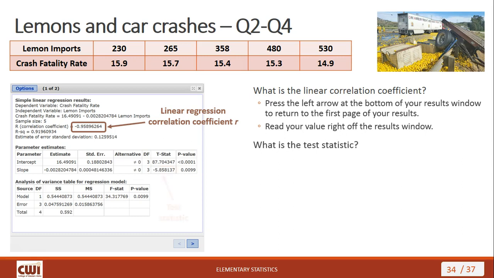What is the test statistic? Well, the test statistic, again, take it from the parameter estimates table that's above the ANOVA table. Do not take your test statistic from ANOVA. So, in this case, negative 5.858. The p-value is listed right there next to the test statistic, 0.0099.